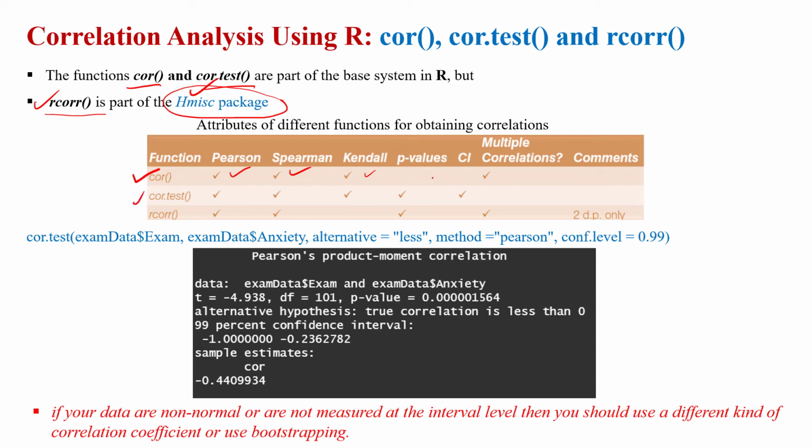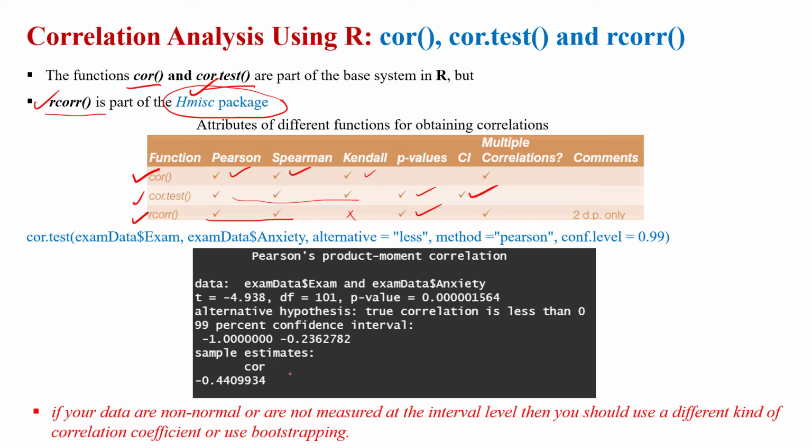Here, test means you would not be able to get the p-value. Whereas over here you can apply all three, as well as get the p-values, as well as the confidence interval. Whereas if you use this particular function, you would be able to use Pearson as well as Spearman's, but you cannot apply Kendall's coefficient, and you will get the p-value.